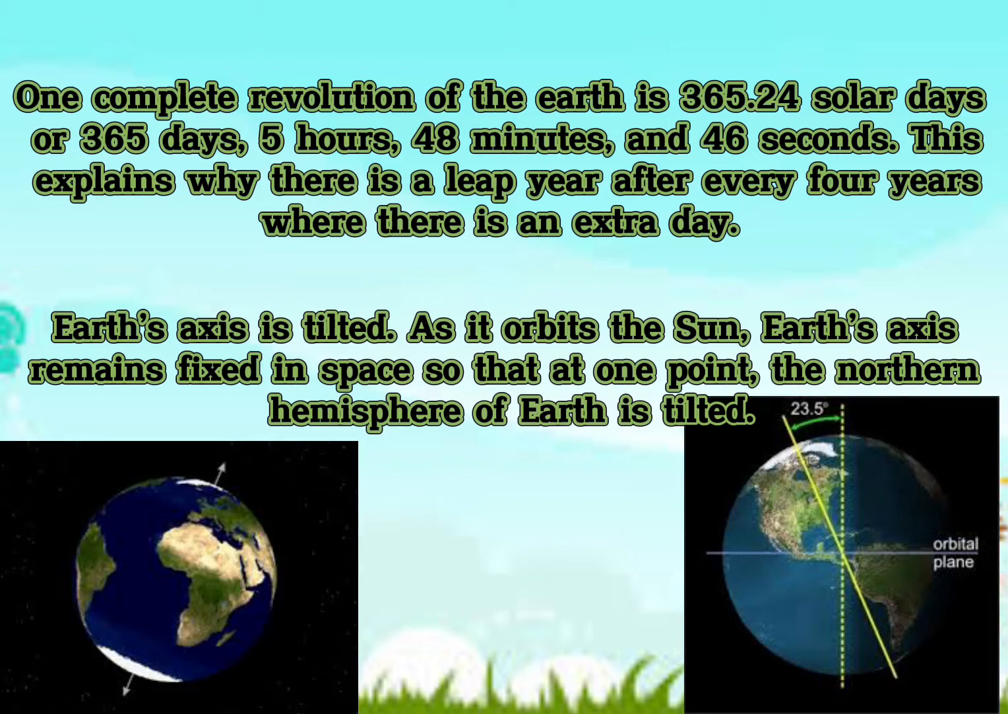Earth's axis is tilted. As it orbits the Sun, Earth's axis remains fixed in space so that at one point, the northern hemisphere of the Earth is tilted.